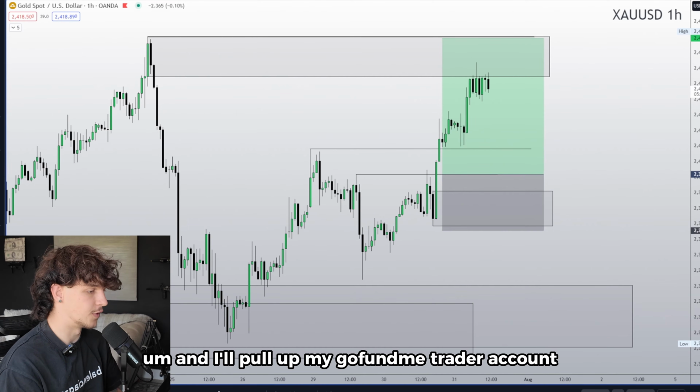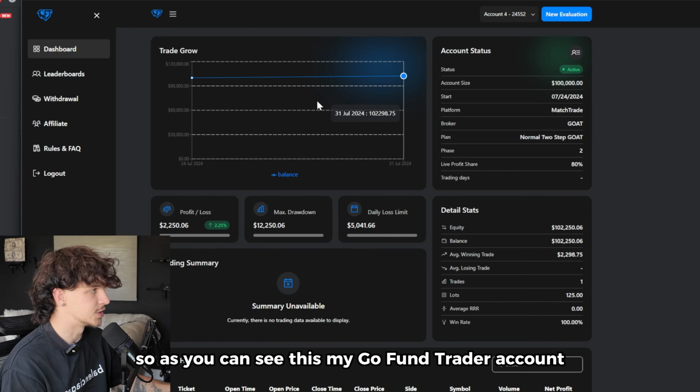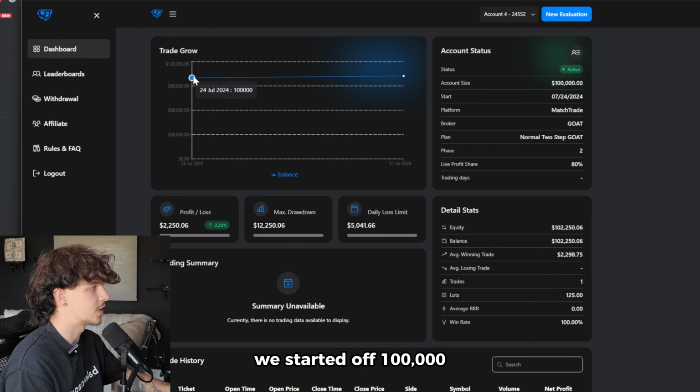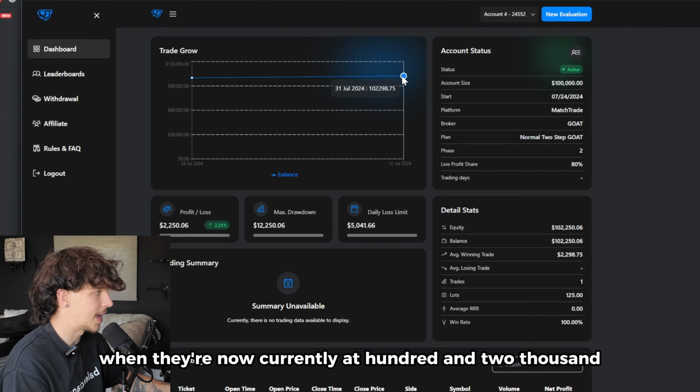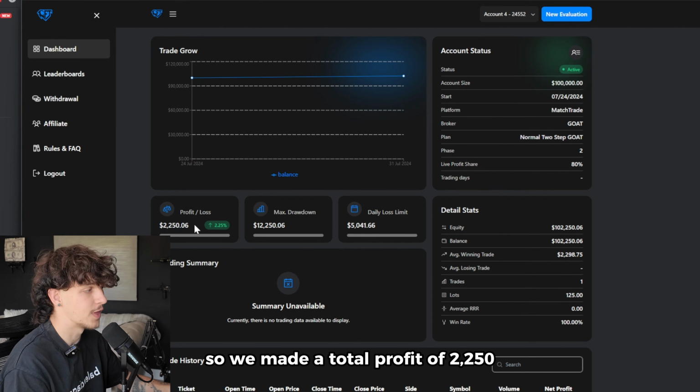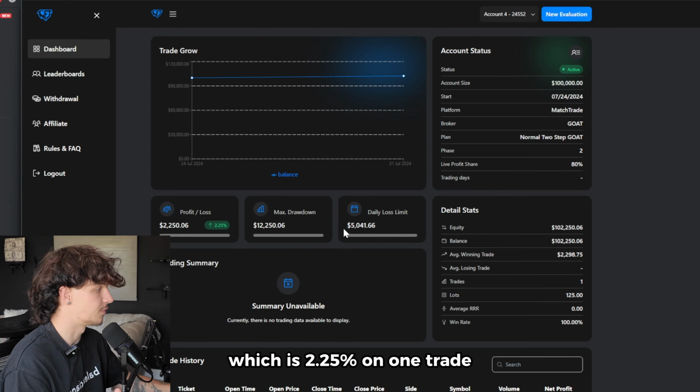And I'll pull up my GoFunded Trader account now to show you guys. As you can see, this is my GoFunded Trader account. We started off with 100,000 and we're now currently at 102,000. So we made a total profit of 2,250, which is 2.25% on one trade.